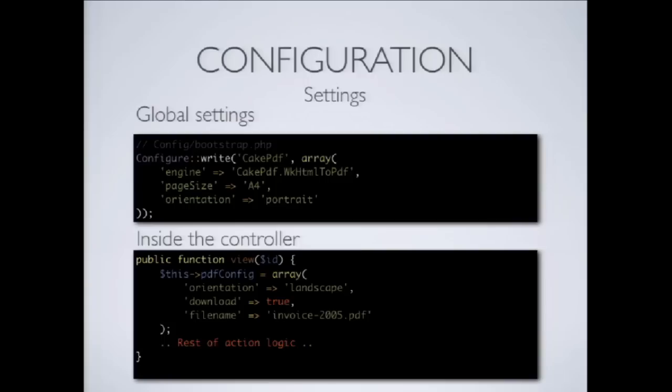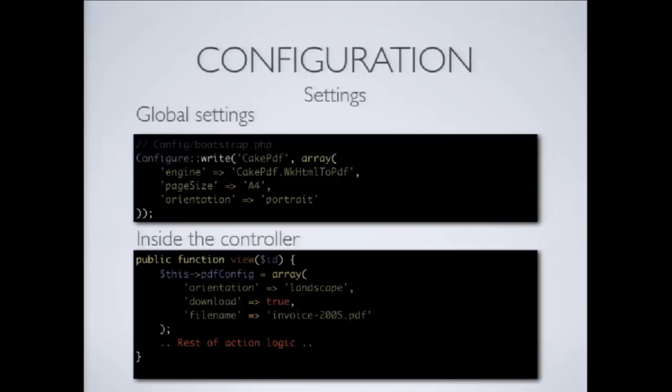Additionally, you can also do document-specific settings. That's done in the action inside your controllers by defining a PDF config. You can define engine again here. That's perfectly fine. You can say I'm always going to be using WK HTML PDF, but for this specific engine, I'm going to use DOM PDF. So everything is overwritable.